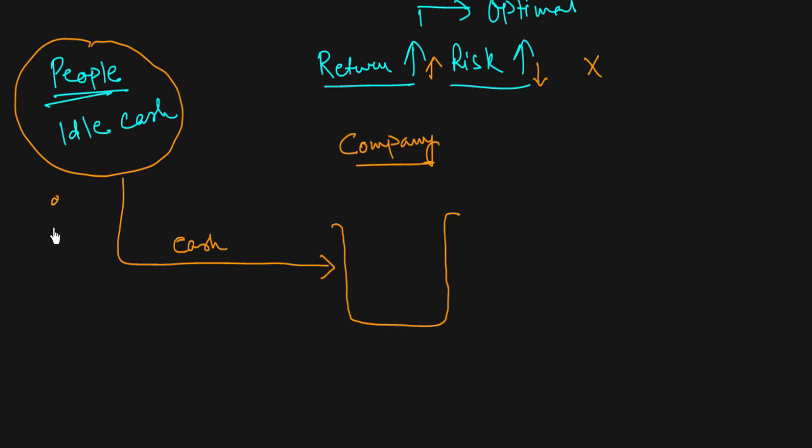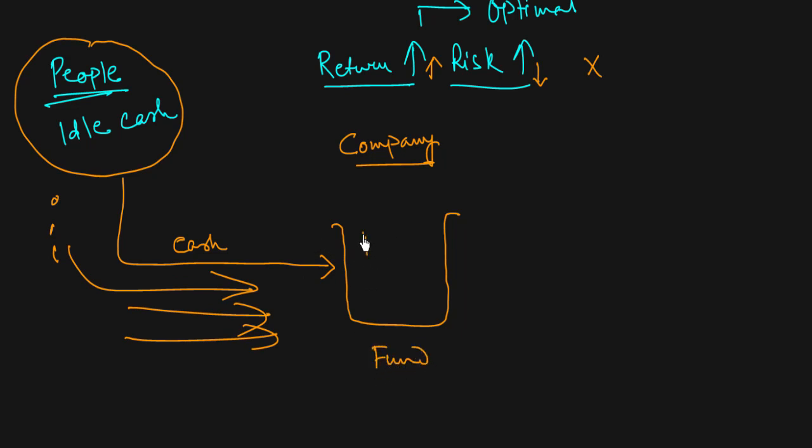So there are a lot of people in our society and everybody puts their cash into this fund. So finally, this fund becomes a pool of cash. This cash is accumulated from these people who are in the society. Now what happens, this company takes this pool of cash and invests this amount into a diversified portfolio.